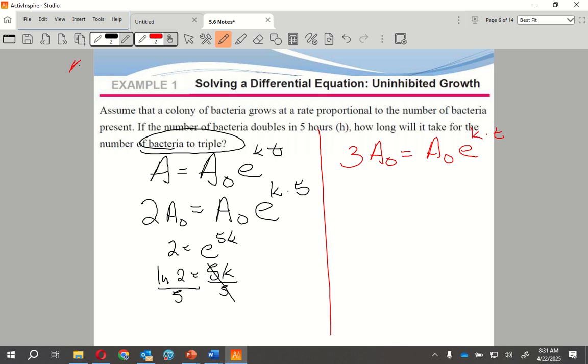Do the same little bit of math. Divide both sides by A sub naught. I should get 3 is equal to e^(kt). ln both sides. ln 3 is equal to k times t. And to get t by itself, I'm going to divide everything by k, right? So that's going to give me my t.